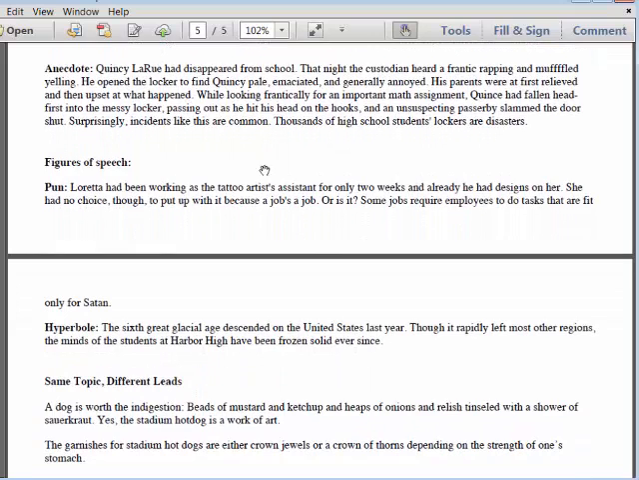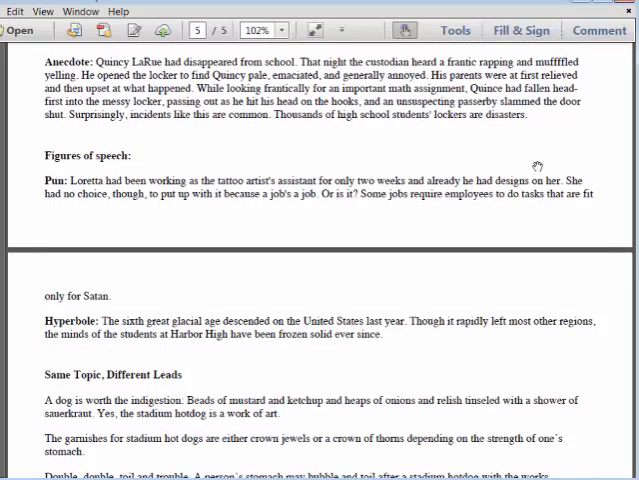Another anecdote example that I thought was effective. Quincy LaRue had disappeared from school. That night, the custodian heard a frantic rapping and muffled yelling. He opened the locker to find Quincy pale, emaciated, and generally annoyed. His parents were at first relieved and then upset at what happened. While looking frantically for an important math assignment, Quincy had fallen headfirst into the messy locker, passing out as he hit his head on the hooks, and an unsuspecting passerby slammed the door shut. Surprisingly, incidents like this are common. Thousands of high school students' lockers are disasters.